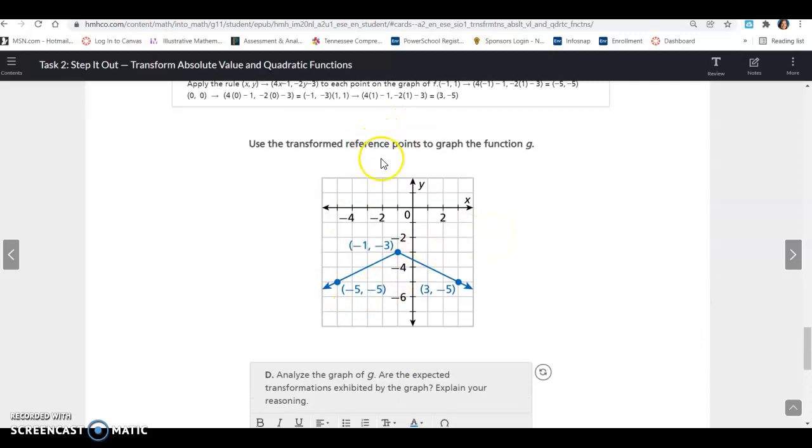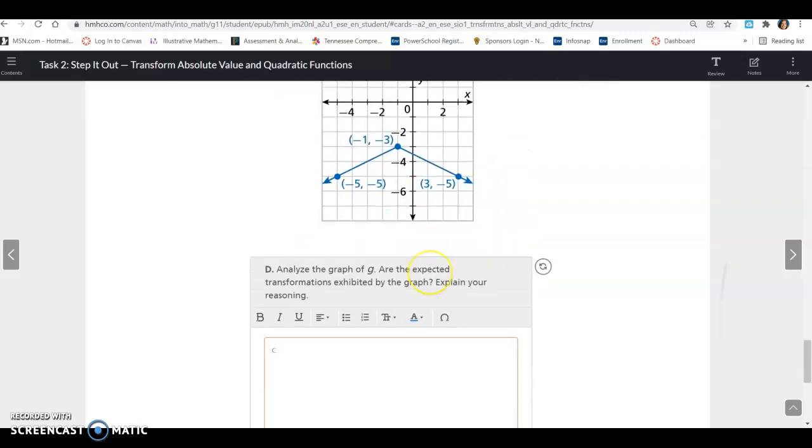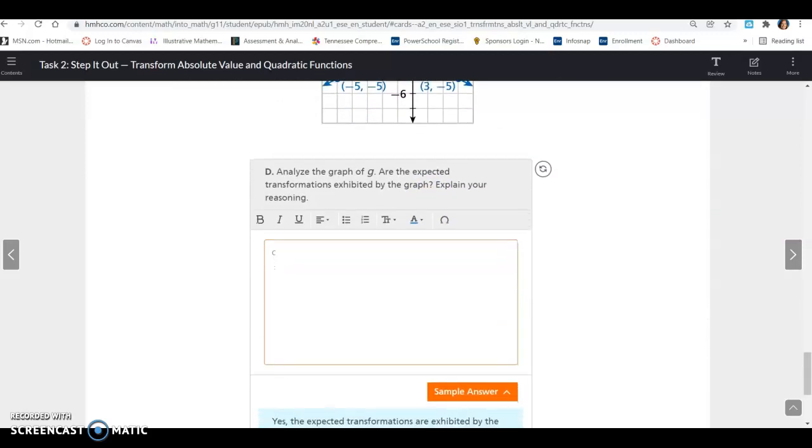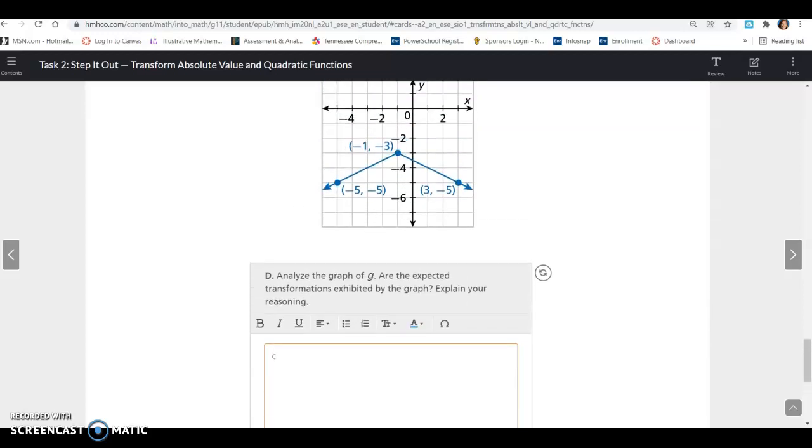So it took the parent function that was V-shaped and had a vertex at (0, 0) facing up. And then we had a reflection, we had some stretches, and we had a shift both horizontally and vertically to get to this point right here. Okay? All right, analyze the graph of g. Are the expected transformations exhibited by the graph? Explain your reasoning. I would say yes. We know it was negative, so it's going to be reflected.